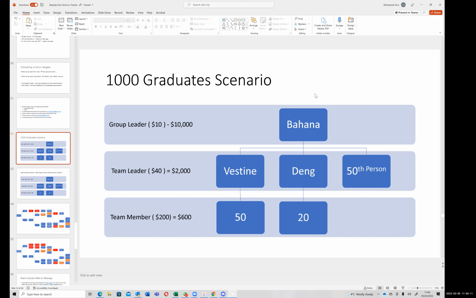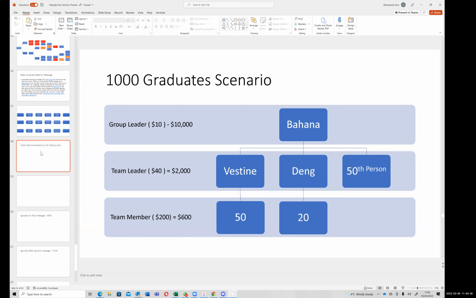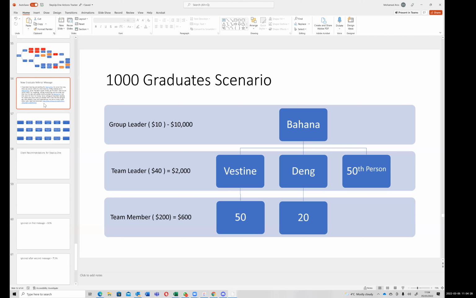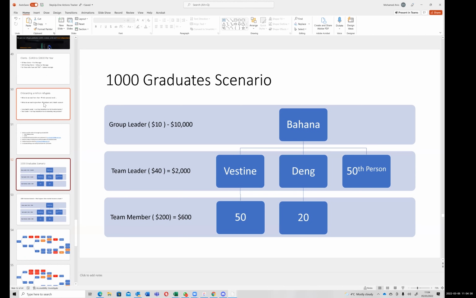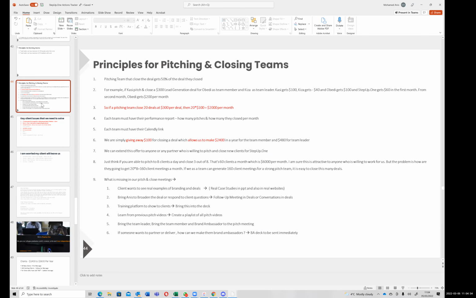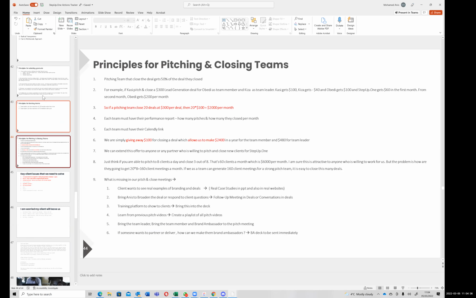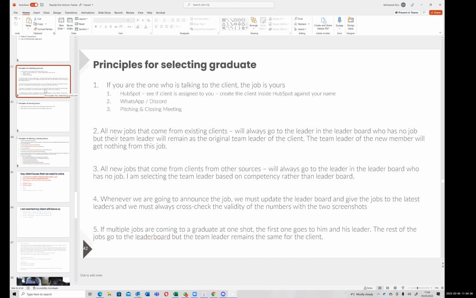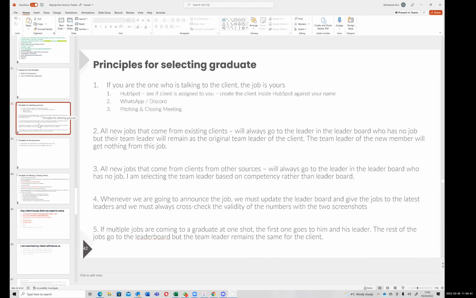No, I completely agree. That is why we put the idea of team leaders and group leaders. But we need principles, Bahana. You remember the principles that we talked about here. We need those principles. Principles for pitching, principles for selecting a graduate, or principles for giving the job.